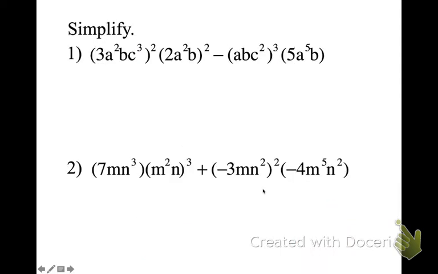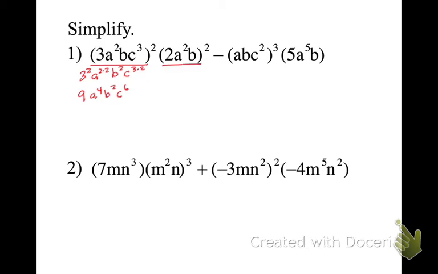Okay, now our last one, we're putting it all together, power to a power. First we have to simplify this portion. That's 3 squared, right? A to the 2nd times the 2nd, b to the 2nd, c to the 3rd times the 2nd. I'm going to just simplify that. That's 9, a to the 4th, b to the 2nd, c to the 6th.